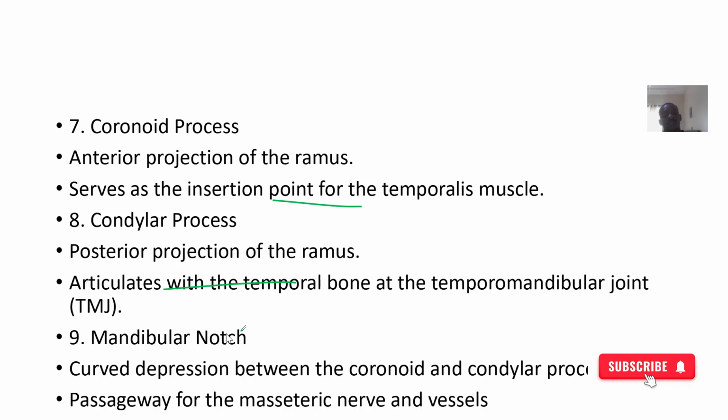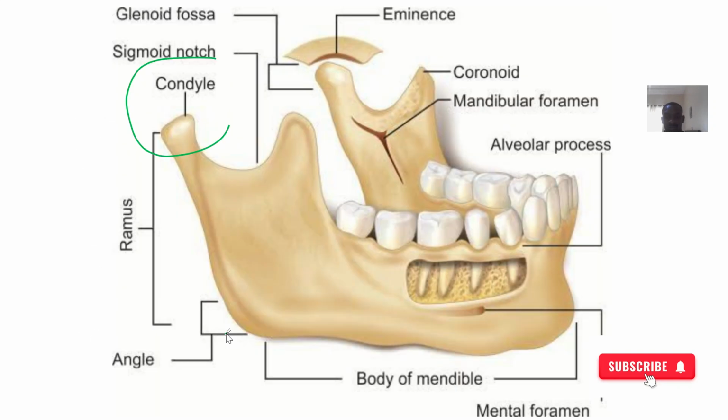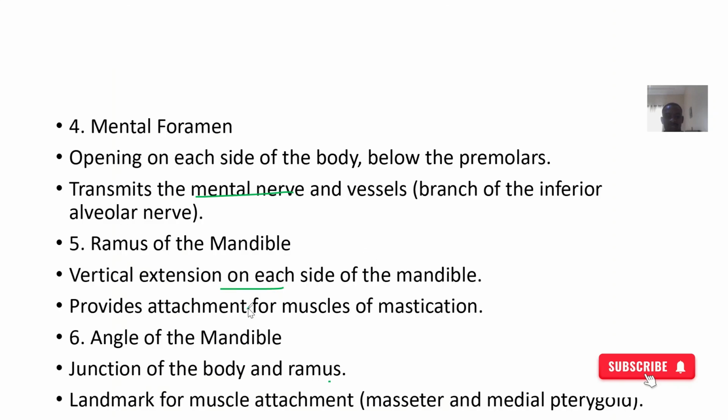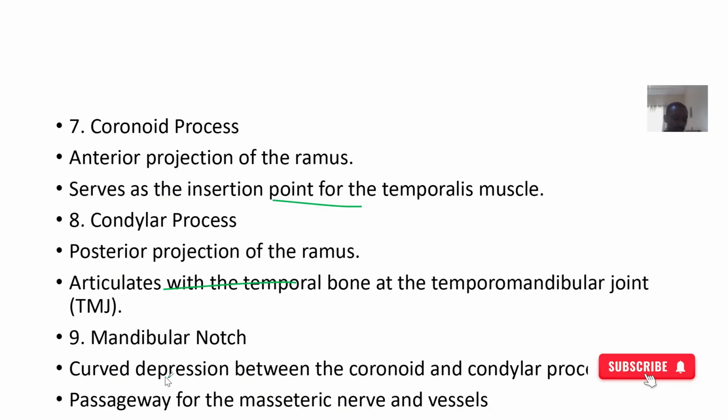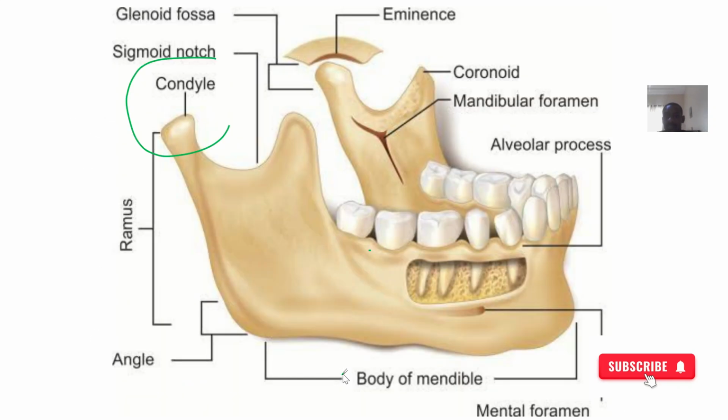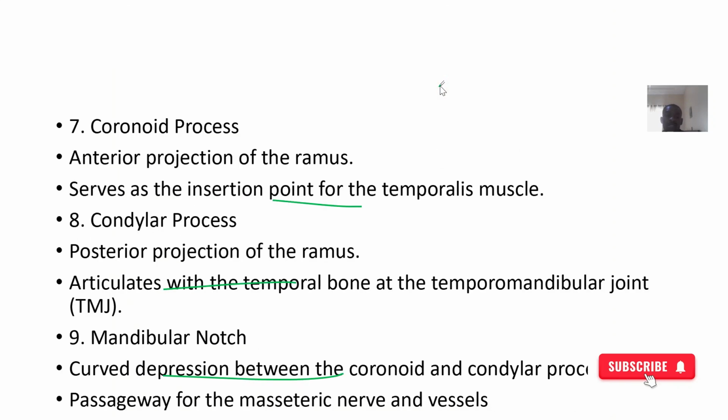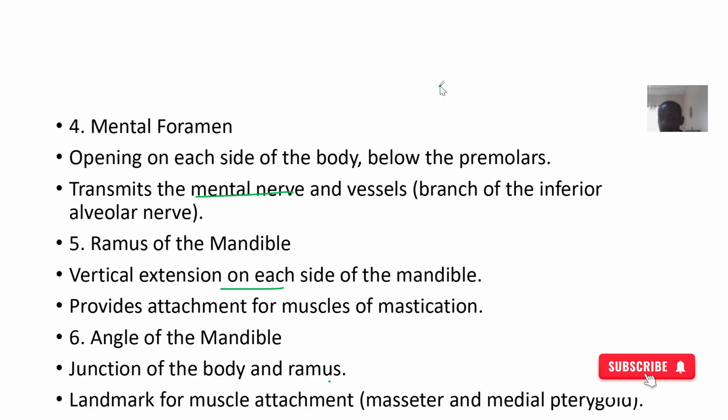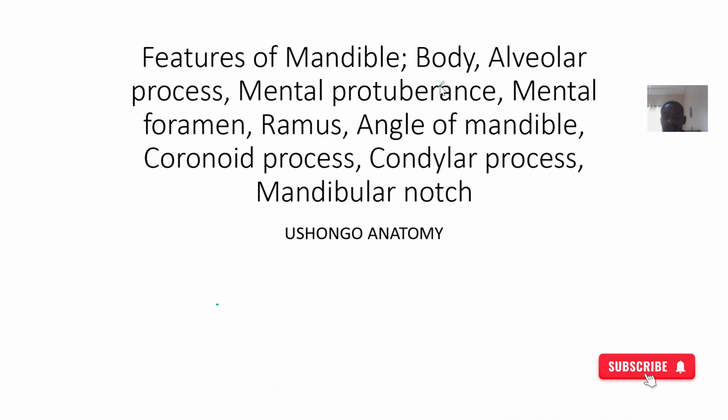Then we have the mandibular notch. It's a curved depression between the coronoid and the condylar process. See this place, the depression there. So that's it for the different features, the different parts of this bone.